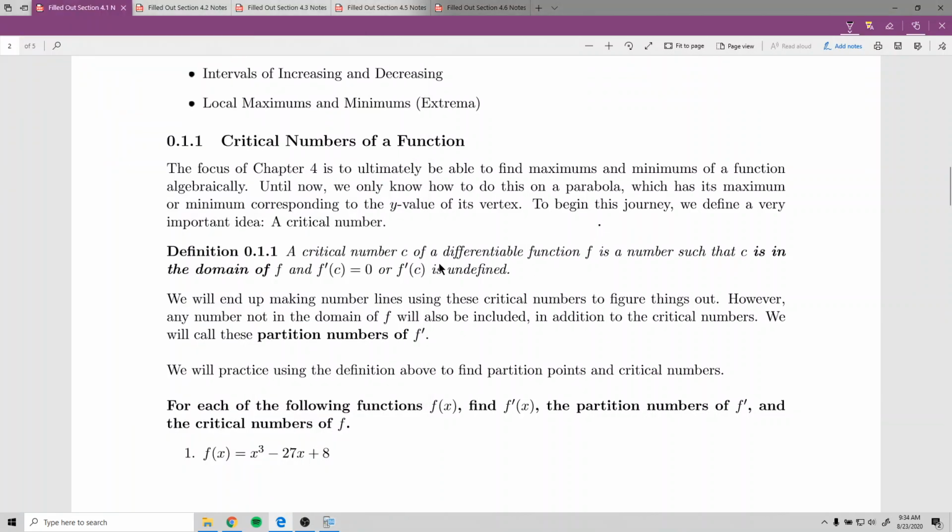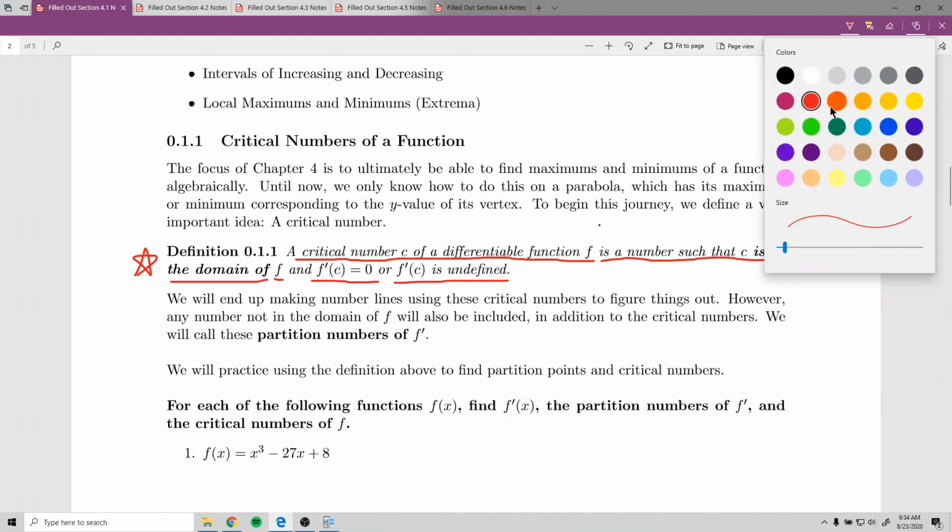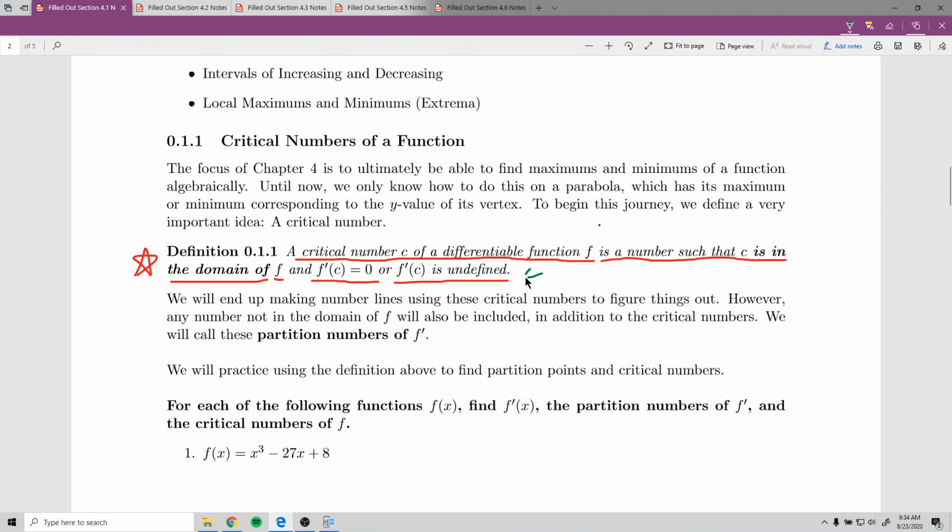All right, but we'll start with what is a critical number. A critical number, C, of a differentiable function, f, so that just means we can take the derivative, is a number such that C is in the domain of f. So this is highlighted because there will be a subtle difference between another idea right below. It must be in the domain of your original function, and either the derivative is 0 or undefined at that value. All right, so really, I'll highlight these 2 points here.